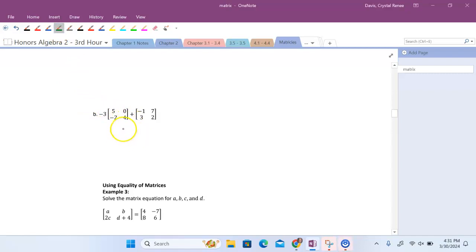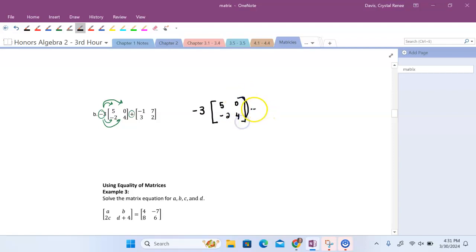Okay, so if I look at example 2, part B, notice I have a scalar here, but not one over there. And then I have an addition. I'm going to add these two matrices. So just like order of operations in algebra, I'm going to apply my scalar first. Think of this as a distributive property. And then I'm going to use that new matrix to add to -1, 7, 3, and 2. So the first thing I'm going to do is multiply my scalar through: 5, 0, -2, and 4.